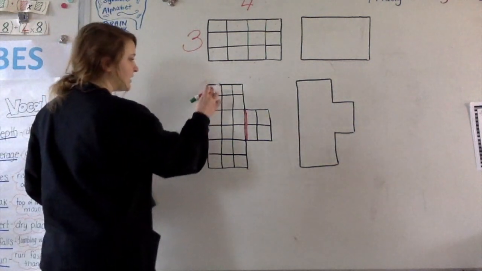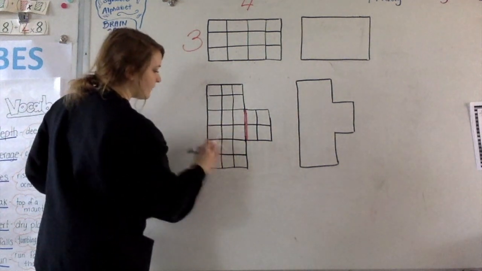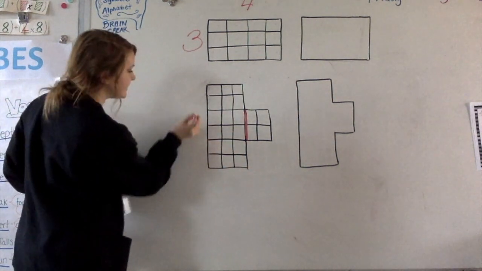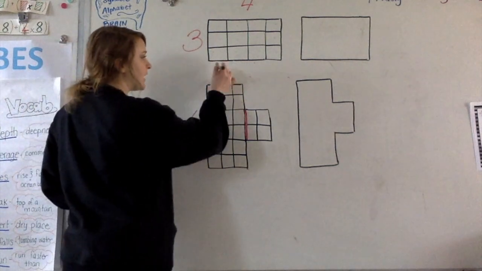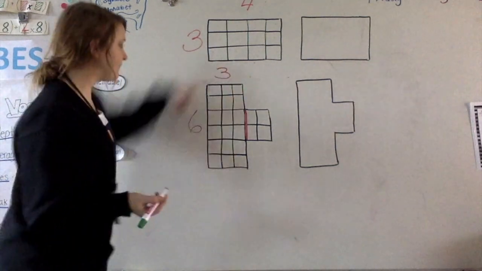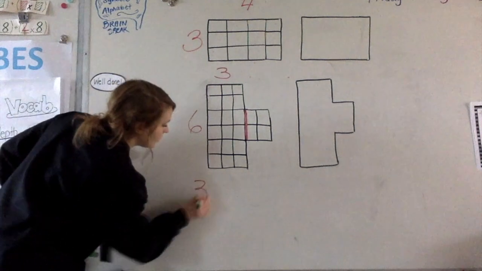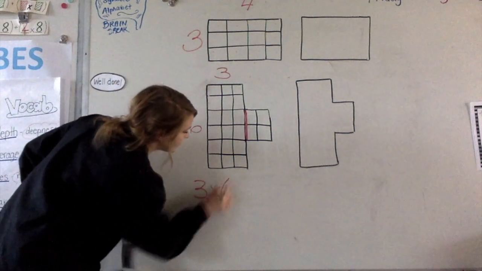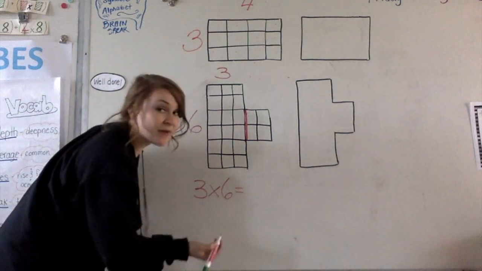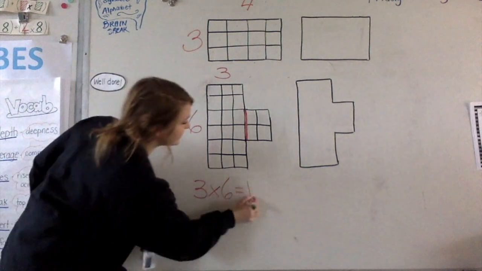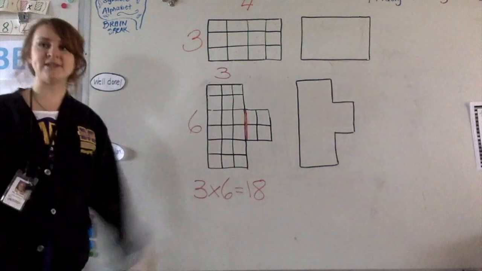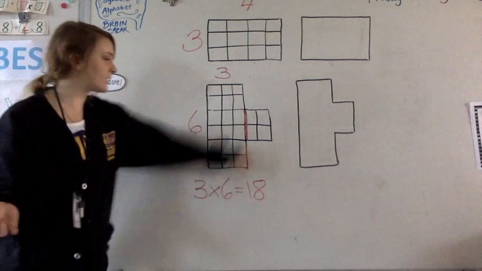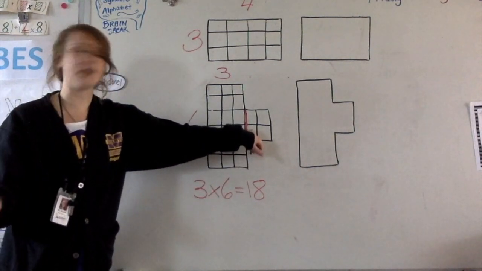So here I see 1, 2, 3, 4, 5, 6. I see 6 rows, and then there's 1, 2, 3 in each row. Now I can find the area of this rectangle is 3 times 6. I know from math facts that 3 times 6 is 18. 18 is the area. Are we done though? No, because we didn't find the area of this little guy over here.